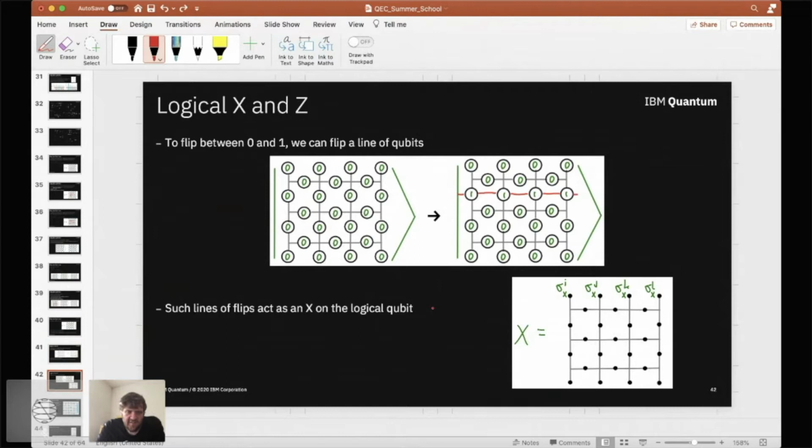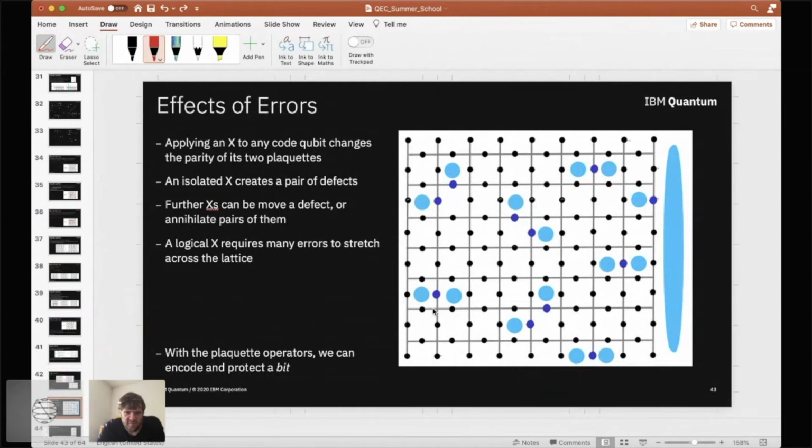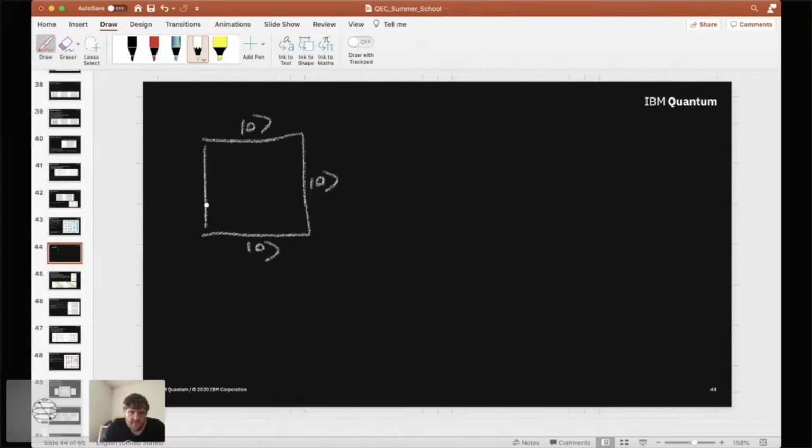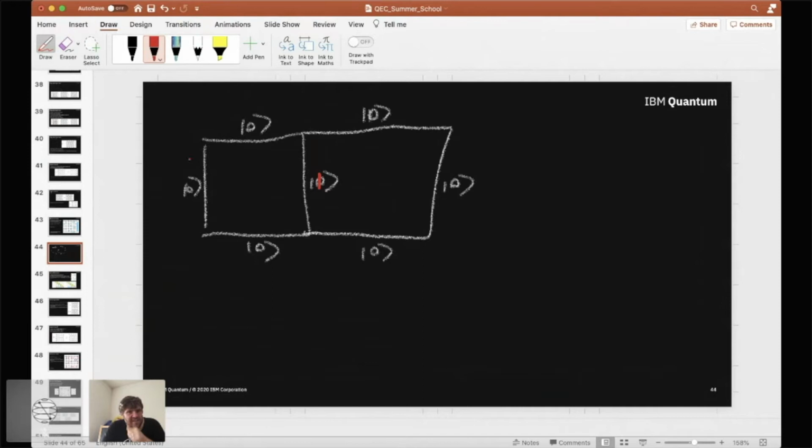Okay, so this is the encoding that we use when we look at only plaquettes, and we can also think about the effects of errors. If an X error was to occur anywhere, what does an X error do? Well, if we have a plaquette and everything around that plaquette is a zero, and next to it another plaquette for which everything around it is a zero, and they don't have to be all zeros, it could be anything with an even parity, but if you come along and do an error which flips that to a one, then suddenly both of these have odd parity.